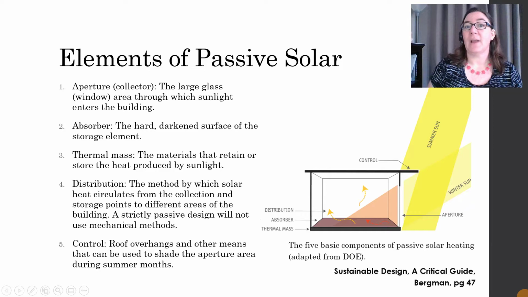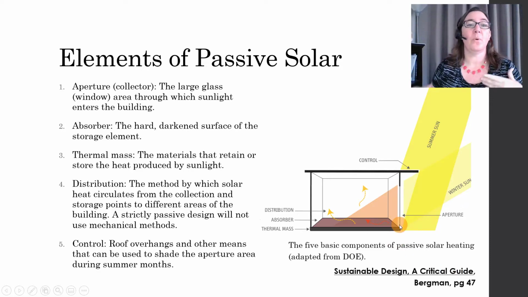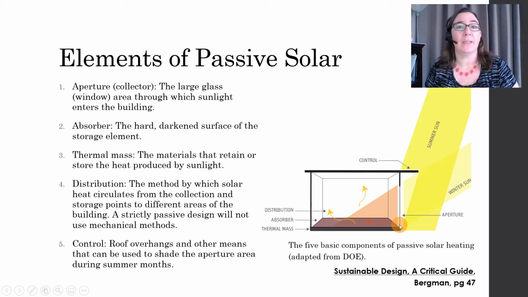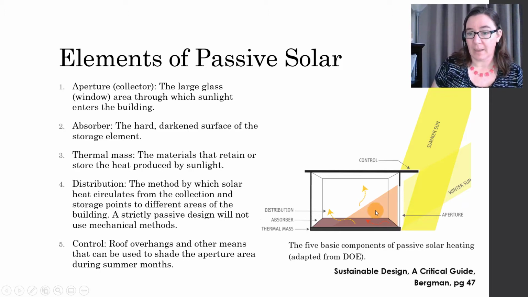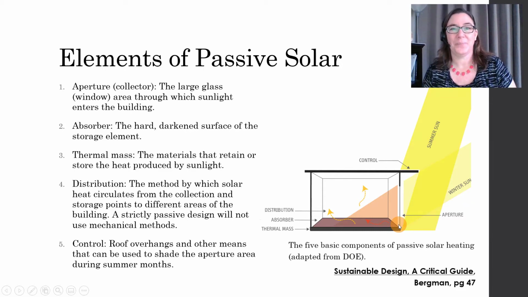There's 5 major elements of most passive solar designs. Let's take a look at this illustration here, because the first one is an aperture. That's the word for the way that we let the energy of the sun into our building. It's usually a large glass area. An absorber, in this case, would be the floor surface here, a dark surface that allows the next element, the thermal mass, to soak in that solar energy.